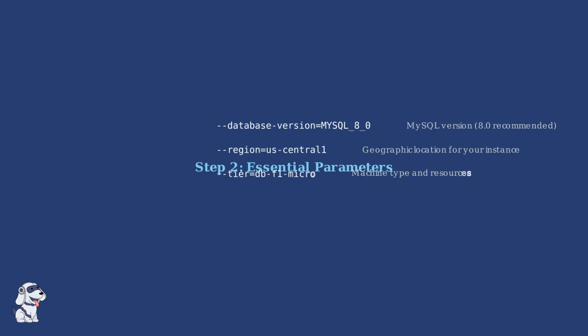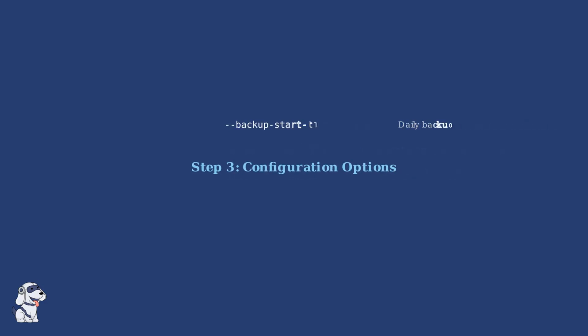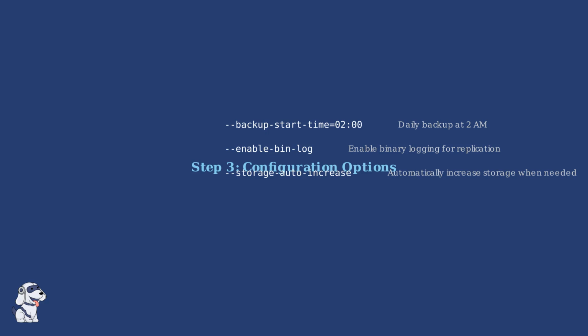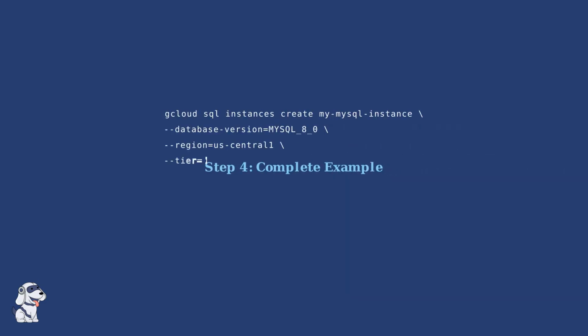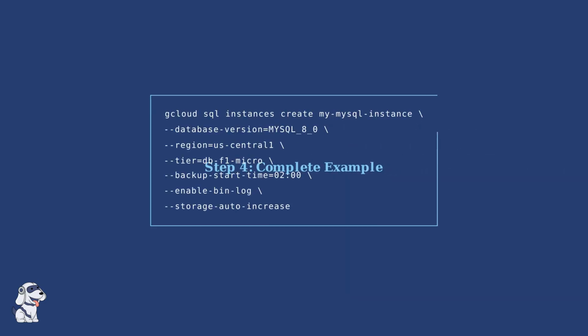Database version specifies which MySQL version to use. Region determines where your instance will be hosted. And tier defines the machine type and resources. Important configuration options include setting backup times, enabling binary logging for replication, and allowing automatic storage increases to prevent running out of space. Here's a complete example that creates a MySQL instance named my-mysql-instance with all the recommended settings.